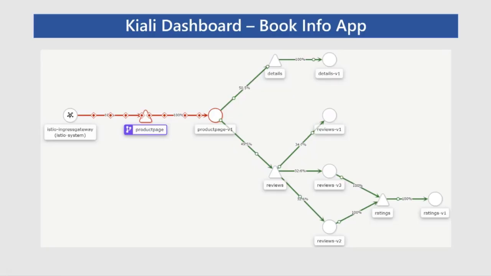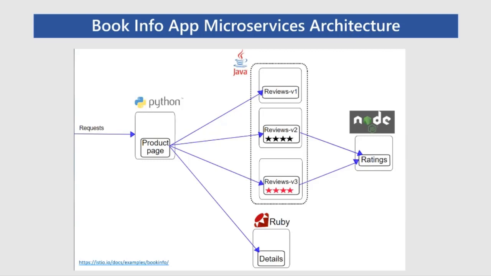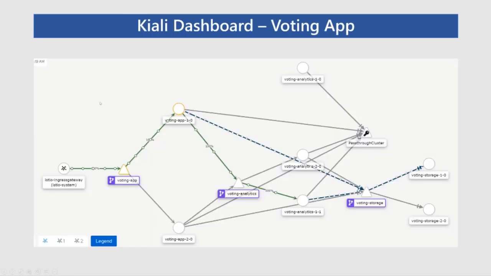So that's the Kiali dashboard, right? Again, this is the microservices architecture that we saw here, right? And the voting app, right? So here's another snapshot of the traffic that flows through, right? And there are different versions that you can route the traffic to, okay?